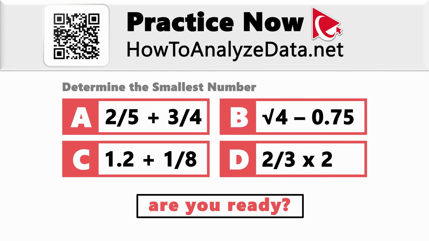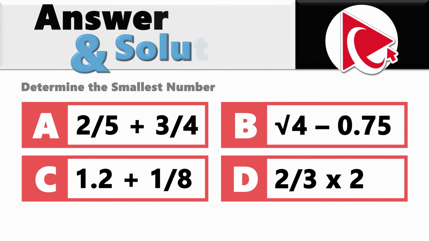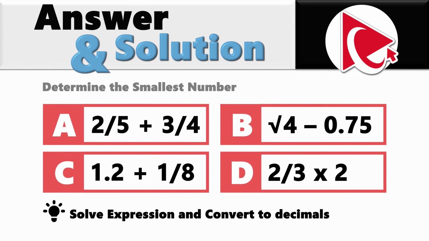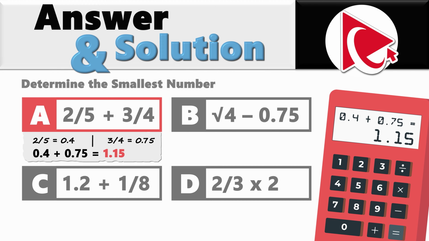Are you ready with your solution? I am eager to see it, so let's proceed and compare the answers. The best way to solve this challenge is to solve it for each expression and convert the end result to decimals. Let's start with the first expression, 2/5 plus 3/4. 2/5 equals 0.4. 3/4 equals 0.75. 0.4 plus 0.75 equals 1.15.